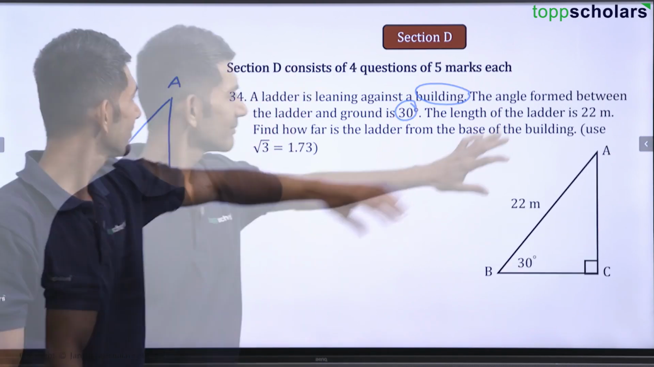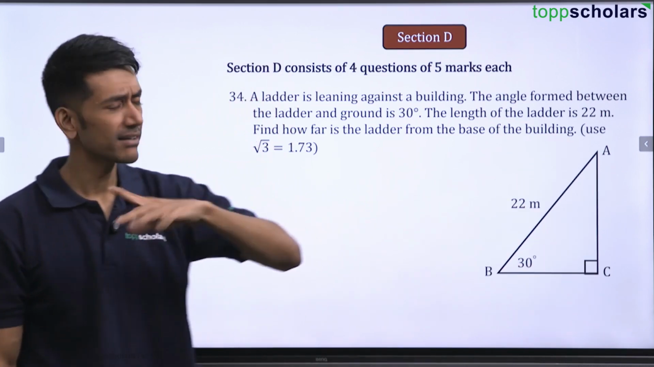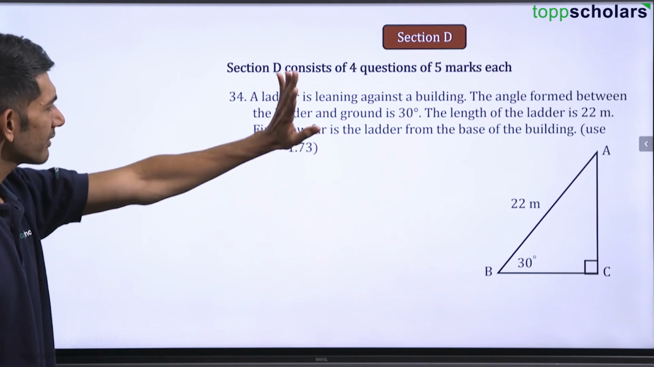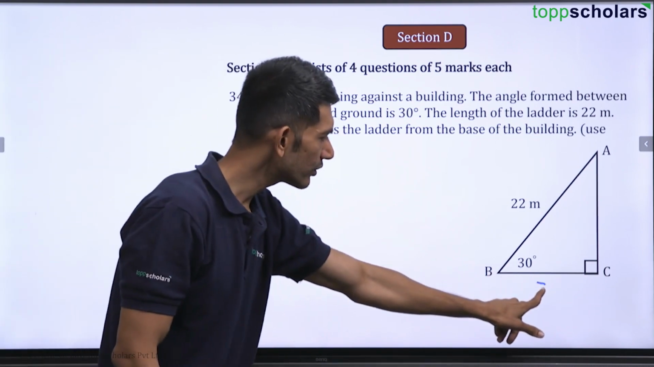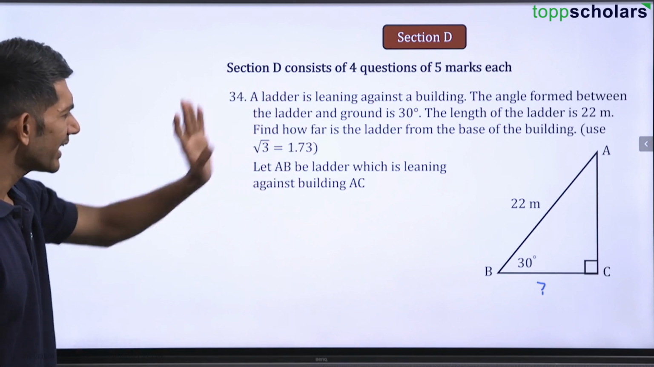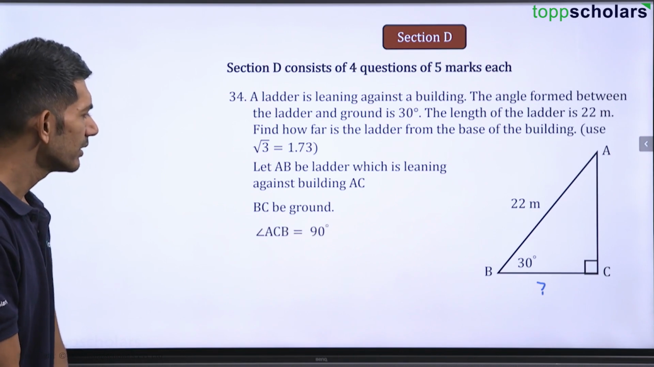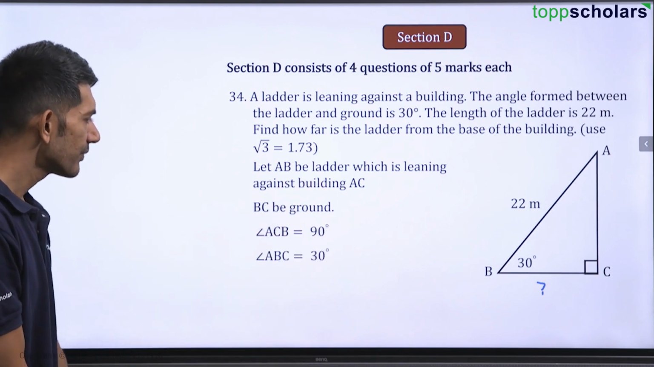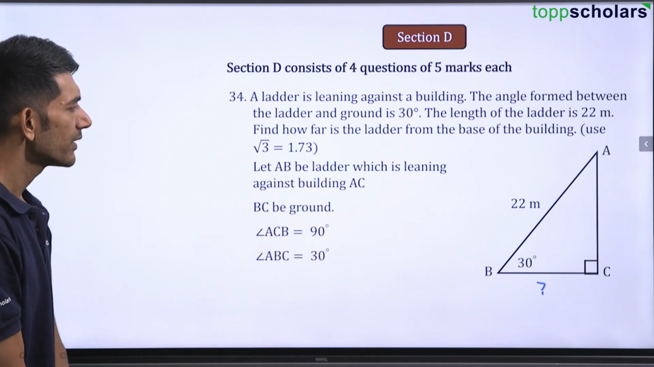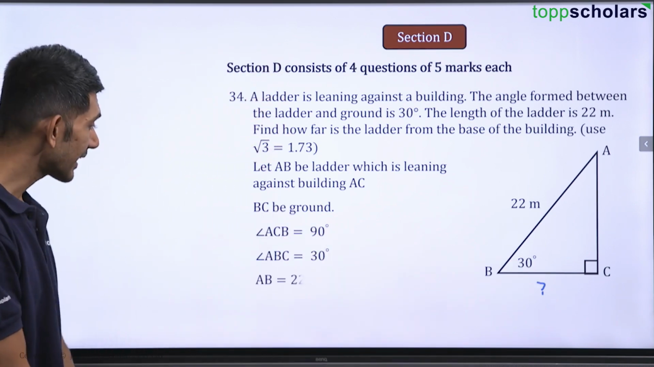So here if you see, it doesn't matter what you take, PQR, ACB, XYZ, that doesn't really matter. The figure remains the same. We are supposed to find out this value. Let us do it straight away using trigonometry. So let AB be the ladder which is leaning against the building AC, BC is the ground, angle ACB is 90 degrees, angle ABC is 30 degrees. We are supposed to find out this. So definitely we are going to apply cos theta, right?